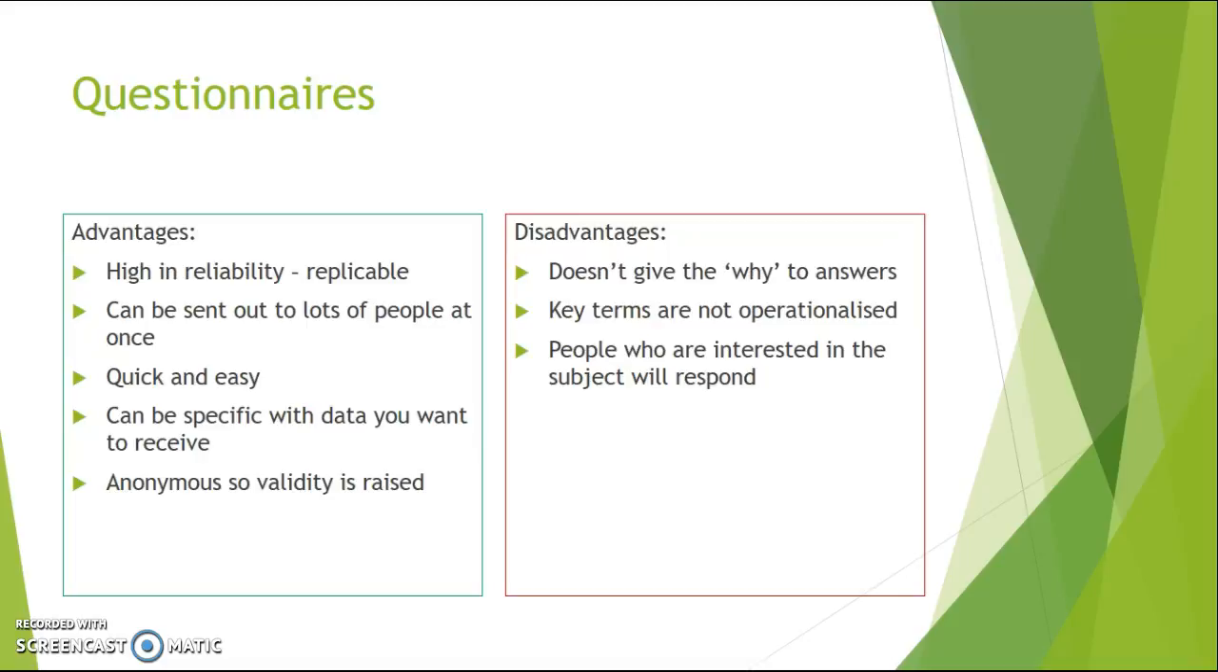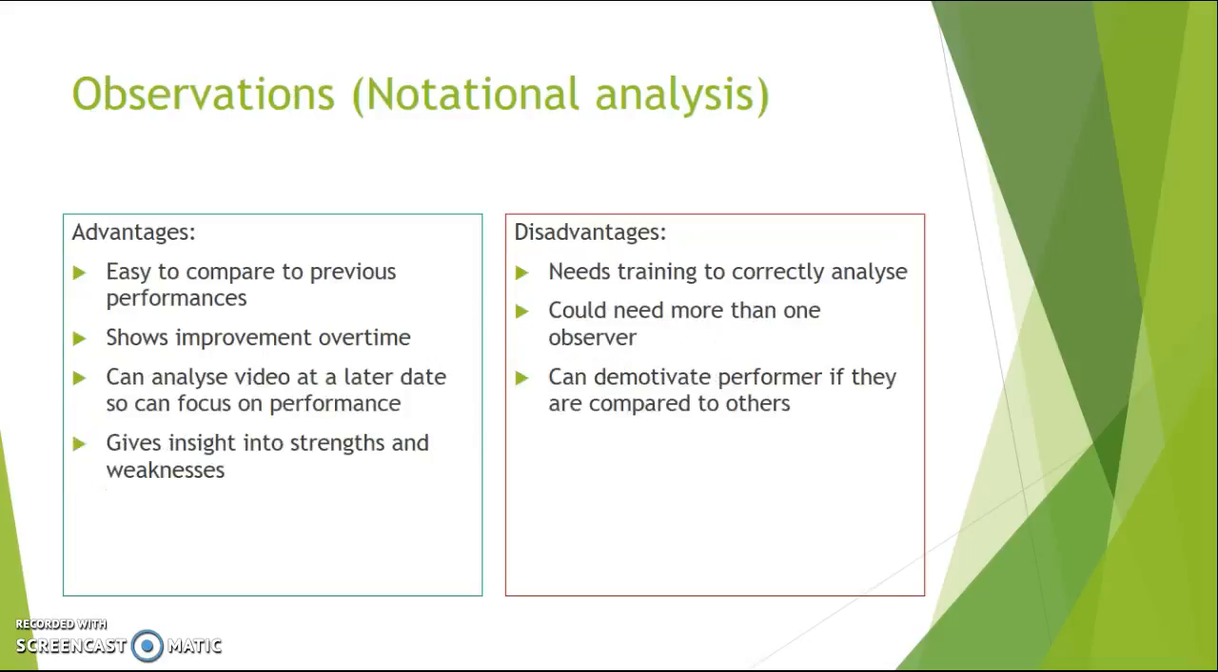You might get different data, so none of your responses are going to be standardized. Although it's higher in representativeness and generalizability, it can also be lowered as well, because not everyone will answer it. So people who are interested in the subject will respond. So say you have a questionnaire about music, people who are interested in music are going to answer it. Sports, people who are interested in sports are going to answer that. You're not going to get a wide range of opinions.